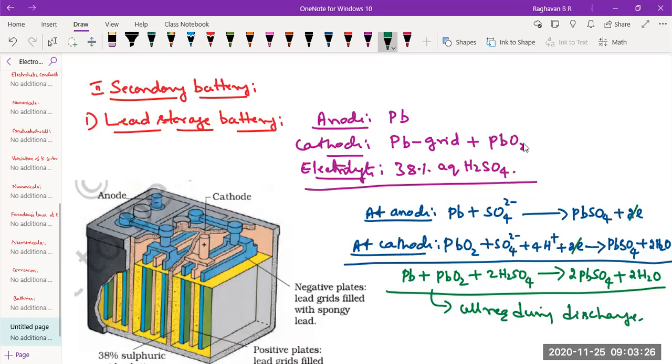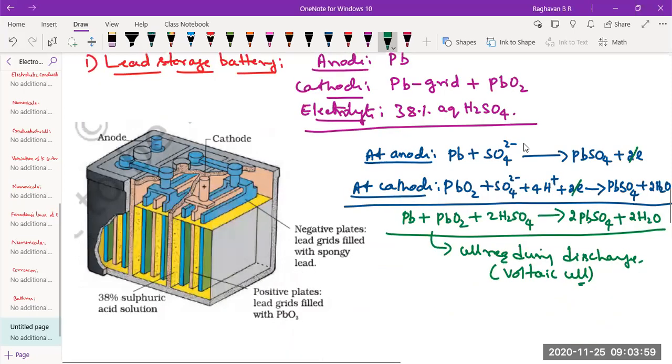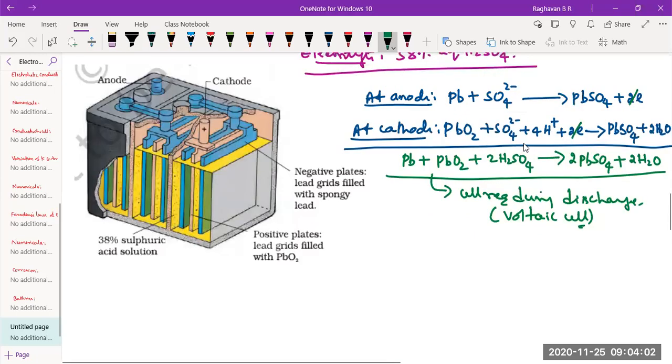Cell reaction during discharge means when it acts like a voltaic cell or galvanic cell. Chemical energy to electrical energy. Is it okay? Since it is a secondary battery, we should write what the cell reactions are during recharging, or charging simply. What could it be? Shall I simply reverse this, like PbSO4 plus 2 electrons to the left hand side, Pb plus SO4 to the right hand side, and write? Would it be fine? I'll just reverse it and write. Will it hold good? Can anybody tell me? During charging.